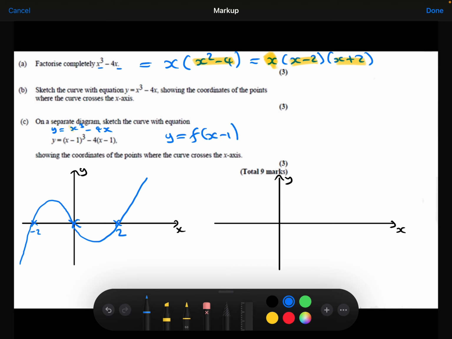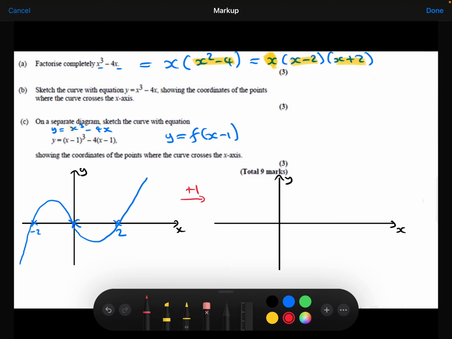It's like me drawing this. So all I'm doing here is I'm going to add 1 to all of the x coordinates. The x minus 1 on the inside here means it affects the x coordinates only. I do the opposite, so I'm going to add 1 to all of the x coordinates. So the whole graph is going to shift 1 square to the right.